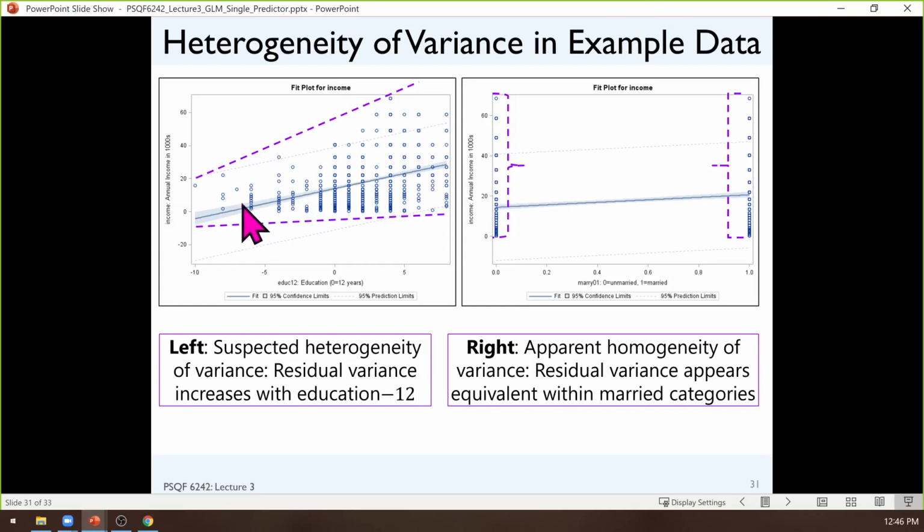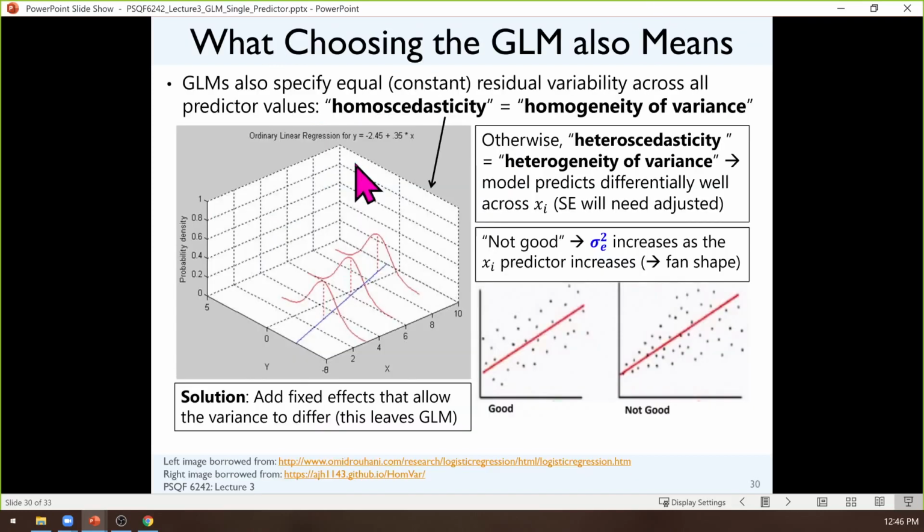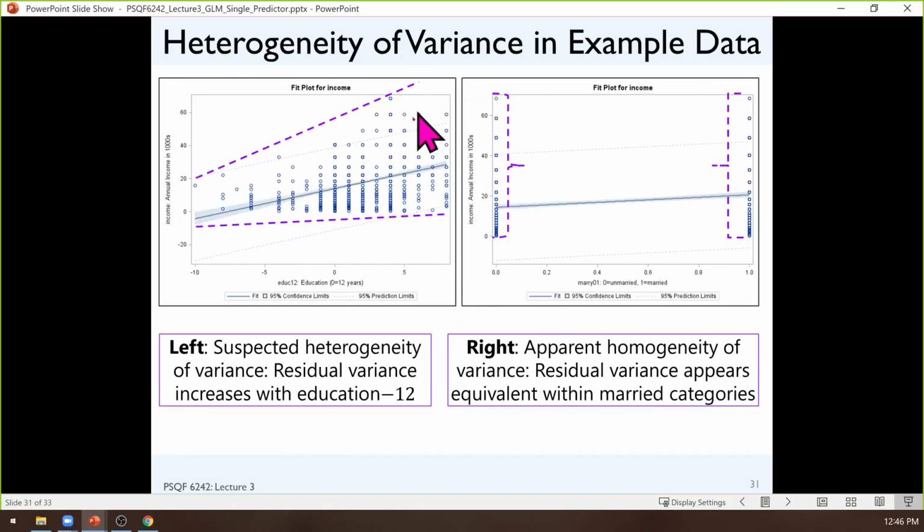But over here for income, we have the same problem that was on the not good slide, on slide 30. We have this fanning effect, where the model does less well at predicting income amongst higher educated people. And there's a lot more variability on this side in what income could be, and part of that is due to the fact that income is bounded at 0. So there's less room to be wrong on the left side of the picture here.